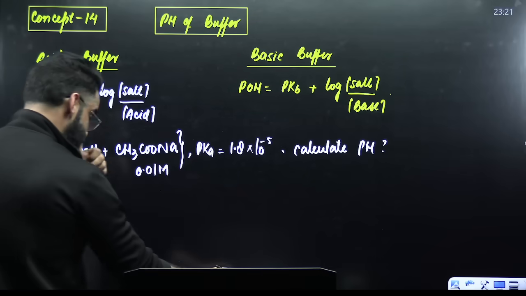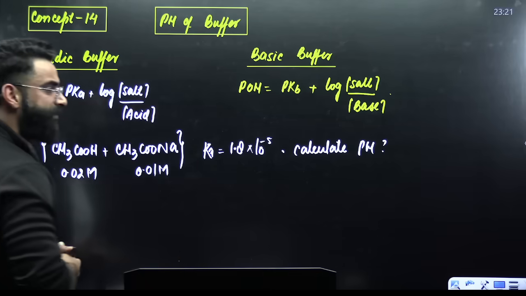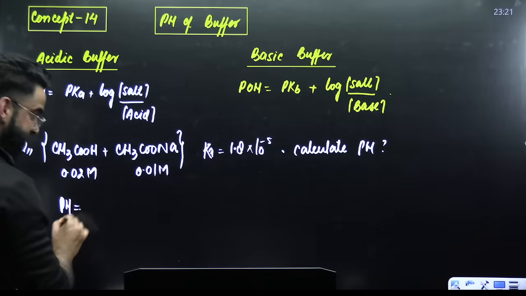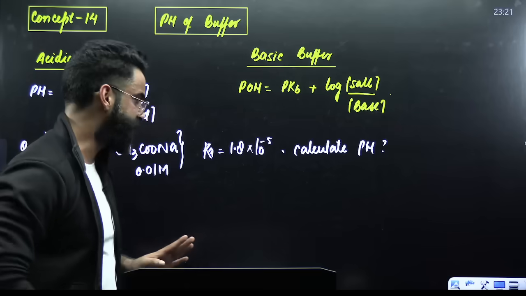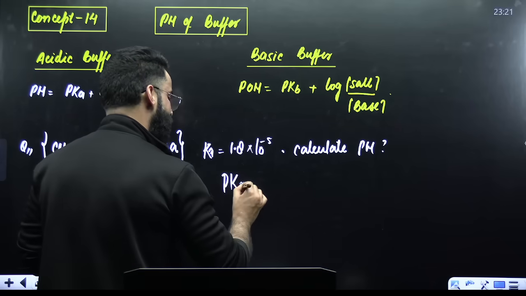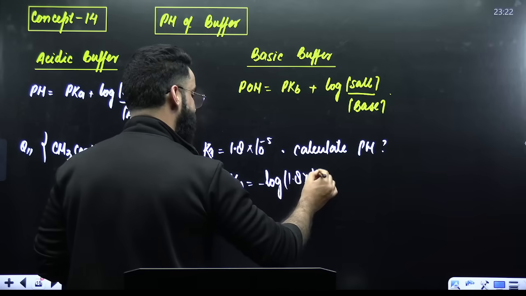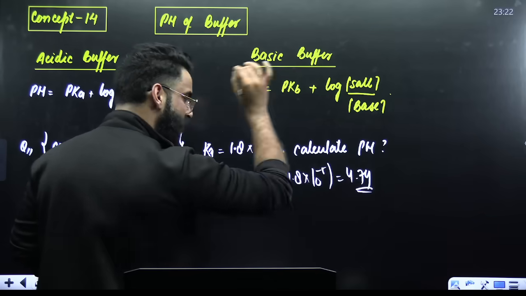The pKa value, sorry, this is not pK, this is Ka. The Ka value is given. We have to calculate pH. Since it's an acidic buffer, pH is equal to pKa. P stands for minus log. So pKa, P stands for minus log. Remember from now onwards, minus log of this particular value is nothing but 4.74. This will be used many a time, so remember the value directly.